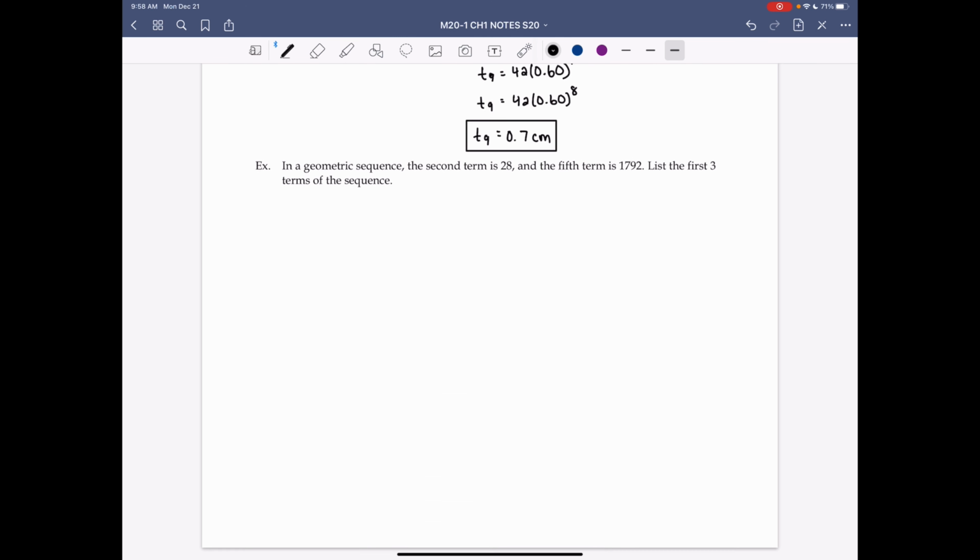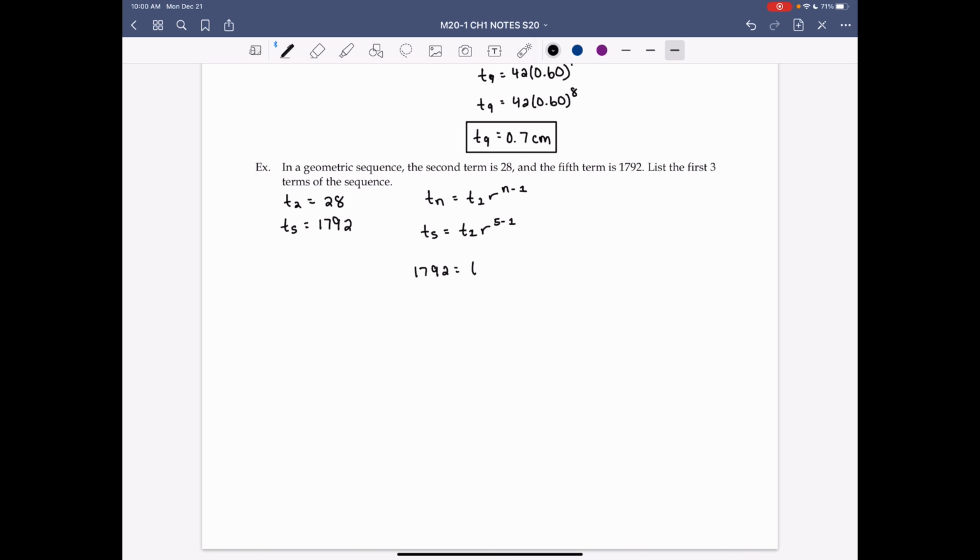In a geometric sequence, the second term is 28 and the fifth term is 1792. List the first 3 terms of the sequence. We know that T2 equals 28 and T5 equals 1792. Let's start with the general term. Tn equals T1 times r to the power of n minus 1. We know the value of T5, so let's do T5. Term 5 equals T1 times r to the power of 5 minus 1. And we know that T5 equals 1792. So where the T5 is, I'm now going to write that number. 1792 equals T1 times r to the power of 4.